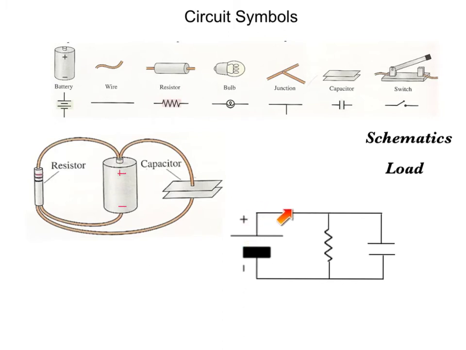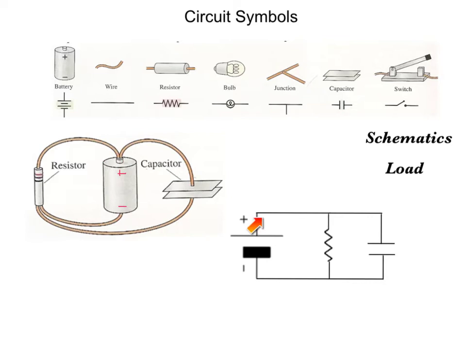So the first thing that our current meets is this junction right here. Some of that current goes through the resistor, some of that current goes through the capacitor. It all meets back up after the resistor and goes back to the negative side of the battery. So if you're having a hard time understanding how this becomes this, pause the video, rewind it, make sure that you see how this is this.